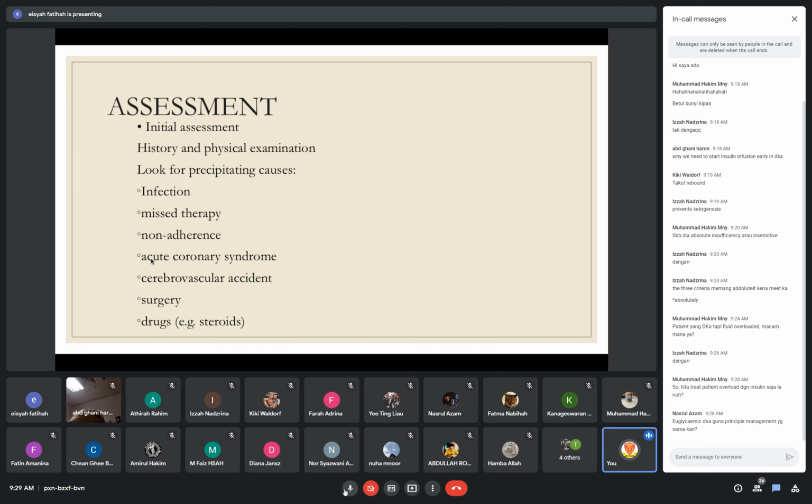Contohnya dia ada hypoalbuminemia, at the same time dia ada chronic liver disease dan dia ada hypoalbuminemia. So all the fluid is in the third space, in the interstitium dan sebagainya. So DKA ni, bila kita bercakap pasal DKA dehydration ni, kita bercakap pasal intravascular volume depletion yang dalam vessel tu.